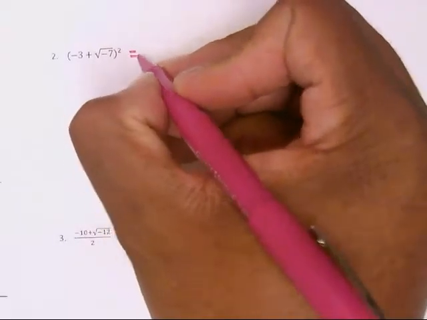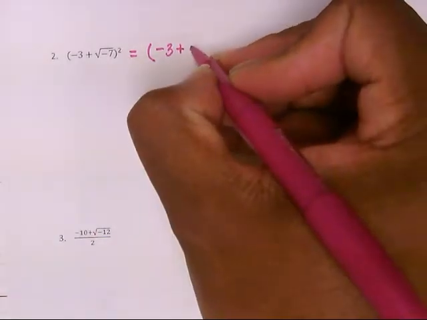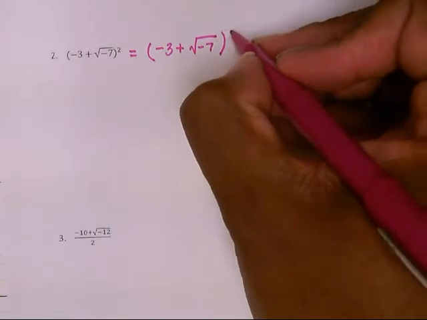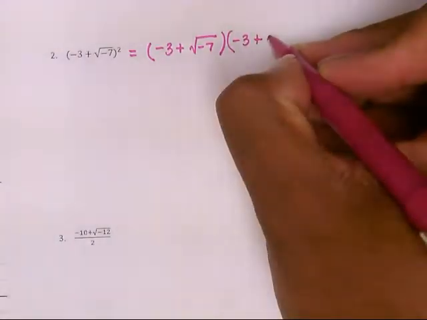Okay, here's another example. Say we have something like this one. Negative 3 plus the square root of negative 7, that quantity is squared. Well, to do that, what I'm going to do here is write this as a factor twice. Because that exponent of 2 tells me that negative 3 plus the square root of negative 7 is used as a factor twice.